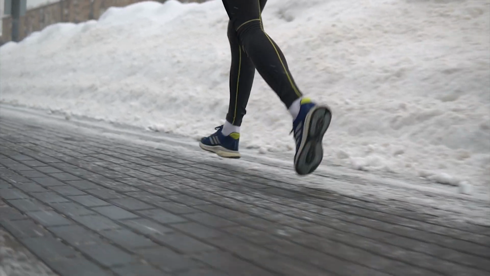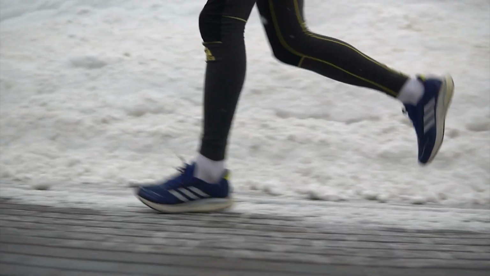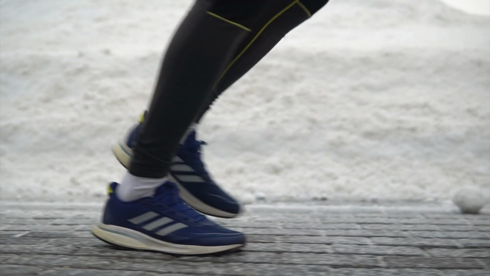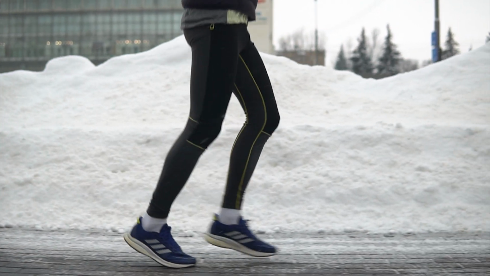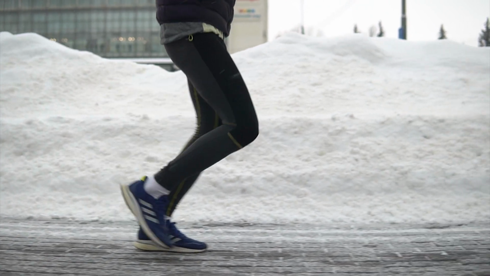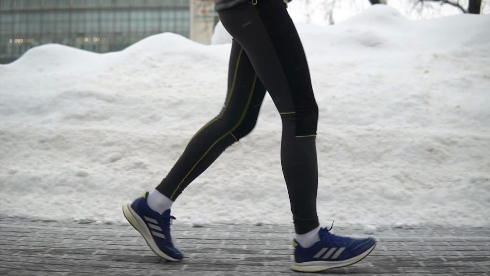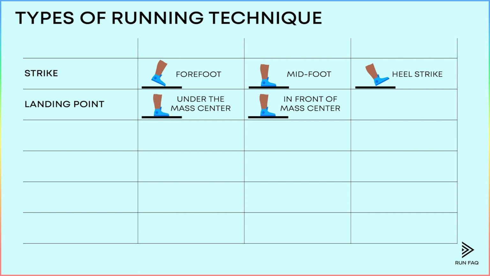To know the reasons, we need to look at different running techniques and maybe find the perfect one. Let's start with the strike. We can do a forefoot strike, or midfoot, or a heel strike. Different strikes impact which muscles and joints we use the most. What about the landing points? Well, we can land our foot just under the center of mass, or we can land it in front of the center. Landing points impact our ground contact time. It can be short or long.